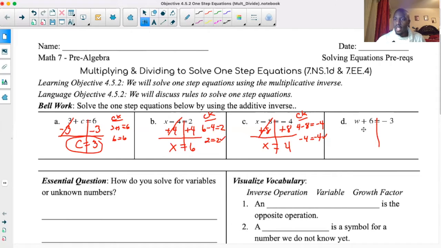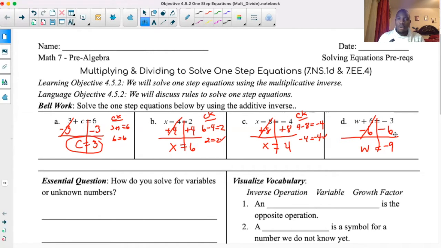The last one here is w plus 6. We're going to subtract 6 from both sides. Be careful, these are 2 negatives here. We end up with w on the left by itself, and negative 3 minus 6 gives us negative 9. Of course, you can check to make sure that also is correct. All right, these are our one-step equations specific to adding and subtracting.